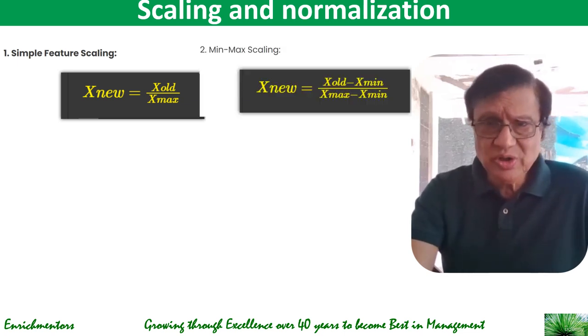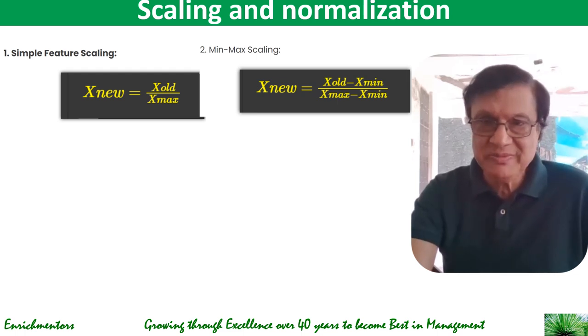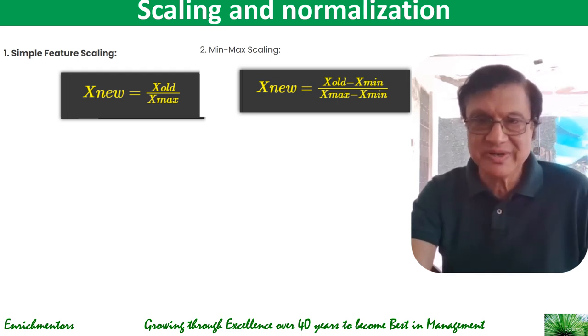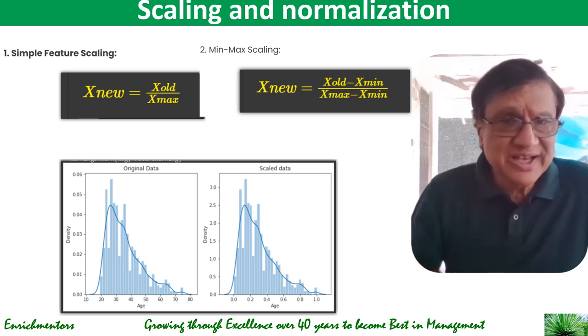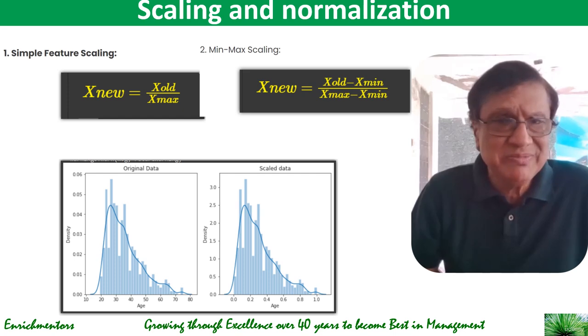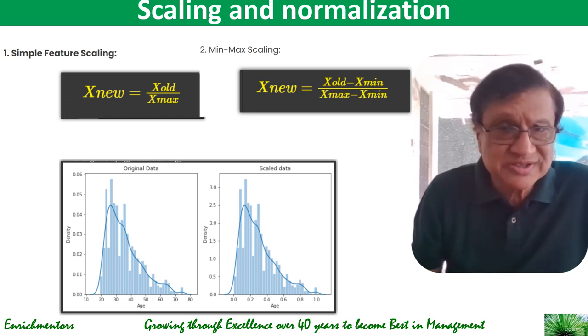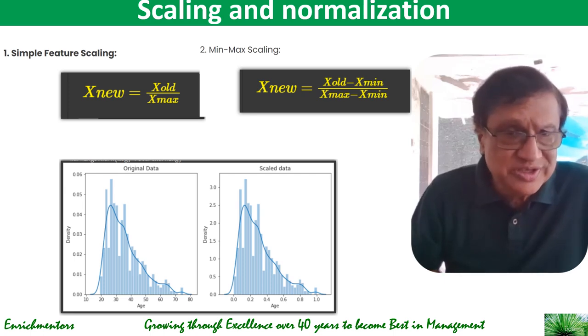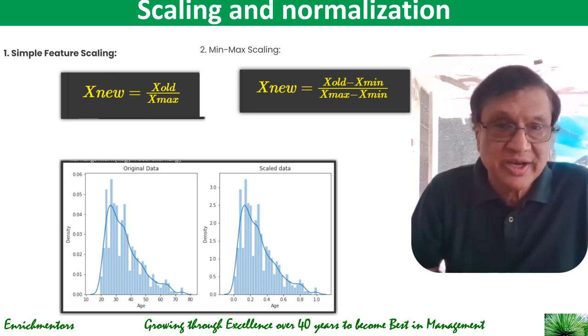Then there is another method called min-max scaling, in which your x new is equal to x old minus x minimum, divided by x max minus x minimum. Now, after scaling the data, we can see from the image below that the original data set has a minimum age of 19 and a maximum of 75. And in the scaled data, the minimum value is 0 and the maximum is 1. So you're scaling from the range 19 to 75 to a range of 0 to 1.